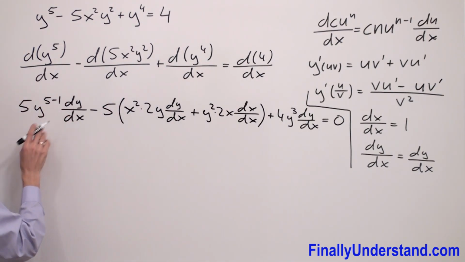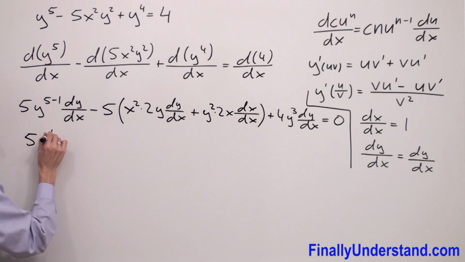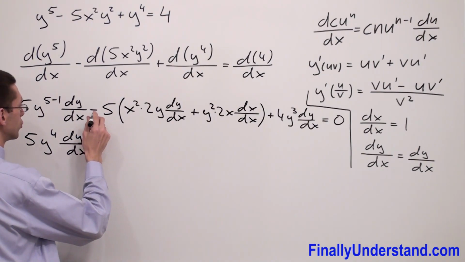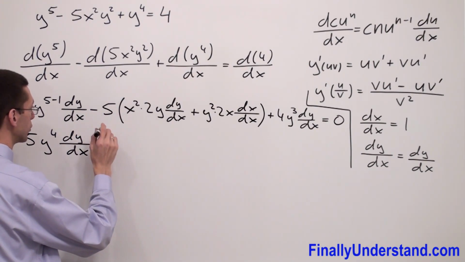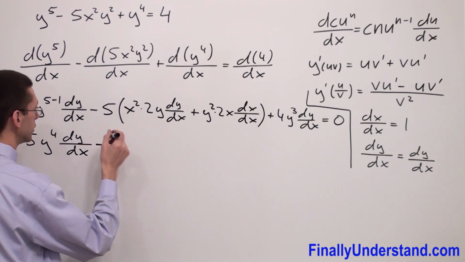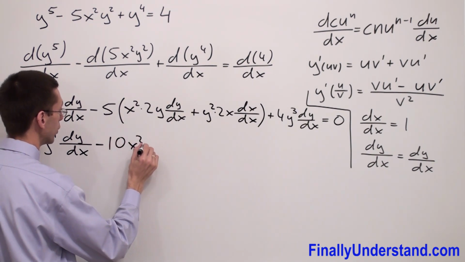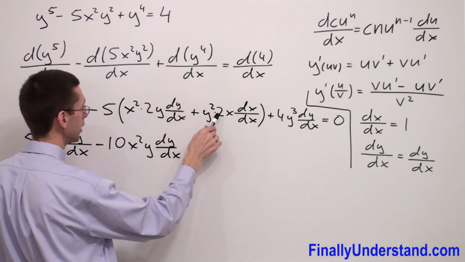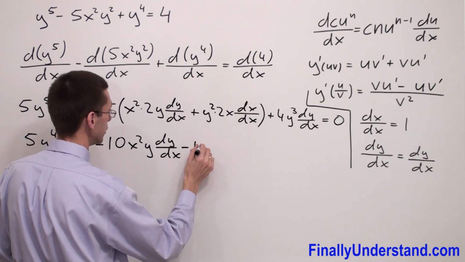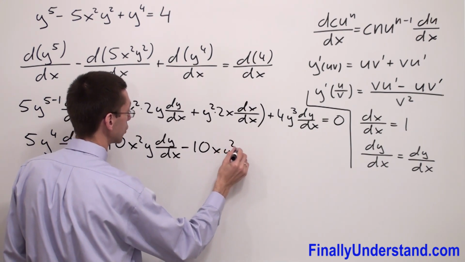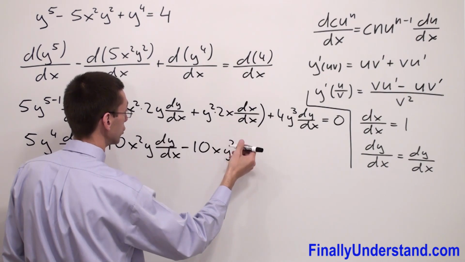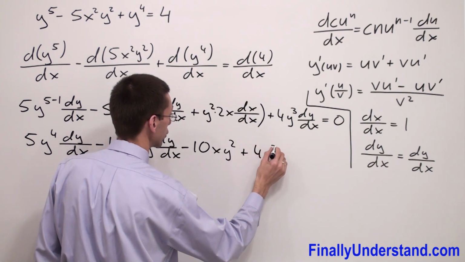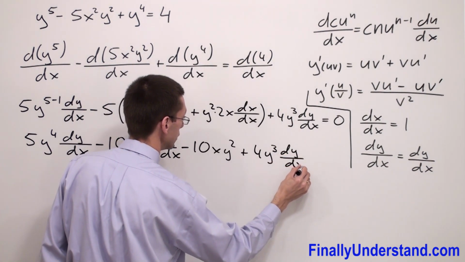Next, let's organize this a little bit. So I have 5y to the fourth power dy over dx. Next, I'm going to distribute negative 5 to the parentheses. That's why I'm going to have negative 5 times 2 is 10, so I have 10x squared y dy over dx. Negative 5 times 2 is equal to negative 10x y squared dx over dx, which is equal to 1. I'm not going to write 1 over here, plus 4y cubed dy over dx is equal to 0.